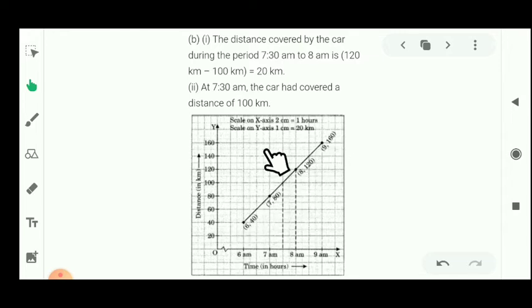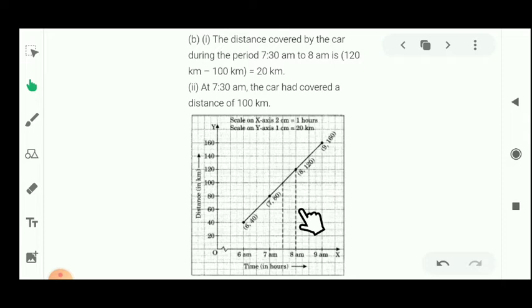Now student, let's see the first question. The distance covered by the car during the period of 7:30 am to 8 am. You can see 7:30 is here, its distance is 100 kilometer, and 8 am is here, its distance is 120 kilometer. That means 120 kilometer minus 100 kilometer, that means its value is 20 kilometer.